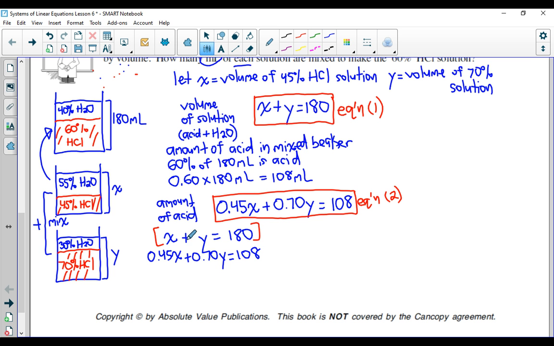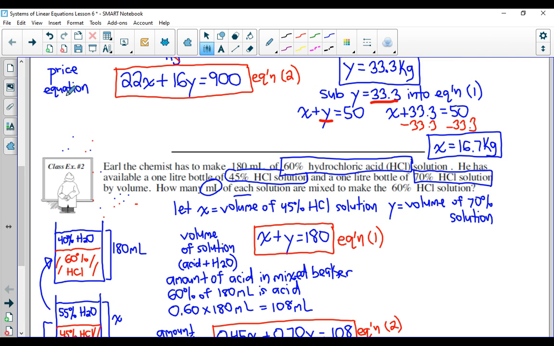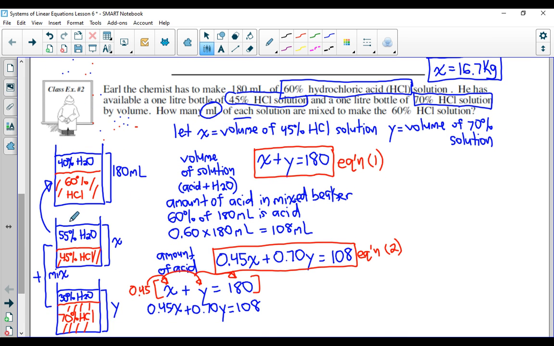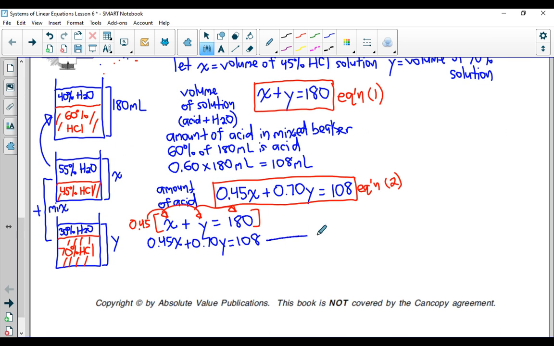Depending on which variable you want to eliminate, if you want to eliminate x, you'd multiply by 0.45. If you want to eliminate y, you'd multiply by 0.70. So once again, I'll eliminate x, so I'll multiply by 0.45. This 0.45 has to go to the x, the y, and it has to go to the 180. Okay, so let's rewrite these equations now. Let's bring my equations up here.